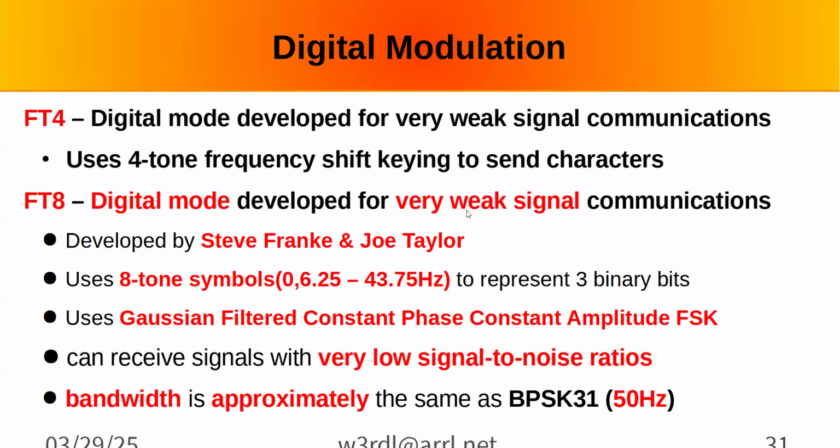So BPSK31 is a little bit narrower than FT8. Actually, I thought BPSK31 was 51 hertz. 31, that's what the 31 is. Oh, 31 baud. I think it's around 51, 52 hertz, but I could be wrong. I was wrong once. Or somebody made a mistake.